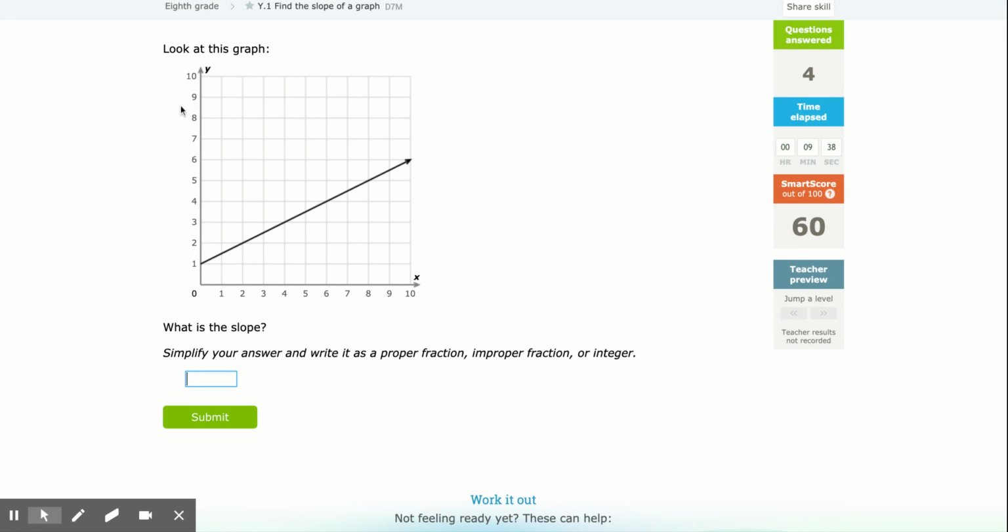I do want to emphasize that if you ever get a horizontal line, if you ever get a line that's perfectly horizontal, like this, then how much do I go up going from one point to another point? If I was to go up from this point here to this point here, I don't go up at all. I go up 0. But I do go over 3. And what is 0 over 3 reduced to? Well, it reduces to 0. So a horizontal line always has a slope of 0.